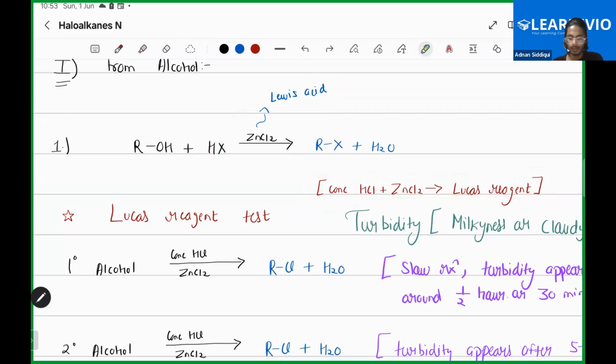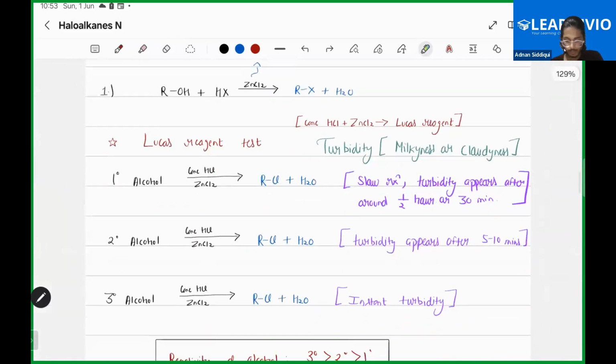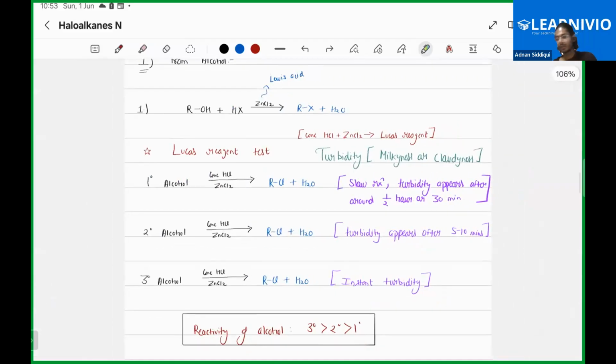Okay, just give me a second. Try to give it a read for a few minutes, then I will explain. Just give it a read. Just see what's happening, which type of alcohol we are using.